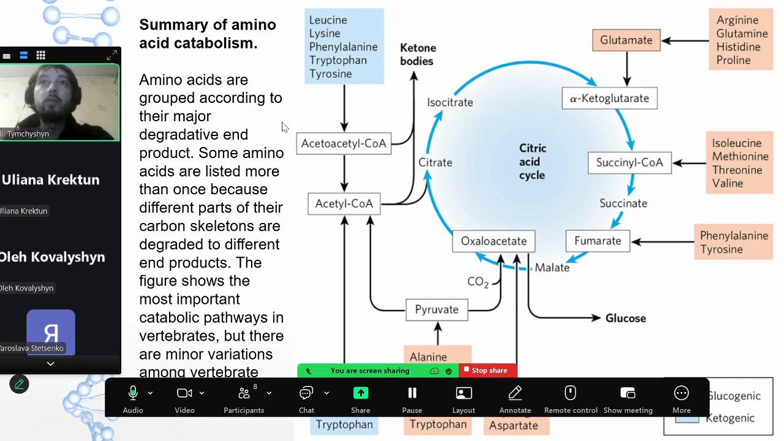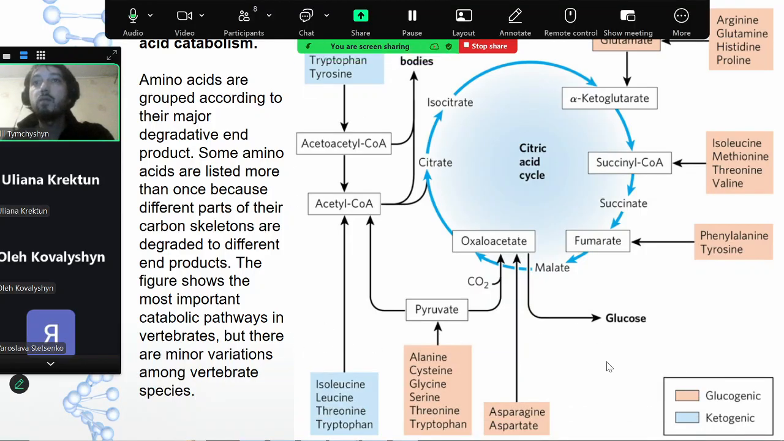Once again, a summary of amino acid catabolism. Where do they go, and what can they be transformed into? Just a small notion that some of them are called glucogenic. Here is the list, and they can be transformed into pyruvate, others into oxaloacetate, fumarate, succinyl-CoA, or alpha-ketoglutarate. So they can enter the citric acid cycle, or they can do something else. The oxaloacetate can be used for gluconeogenesis later.